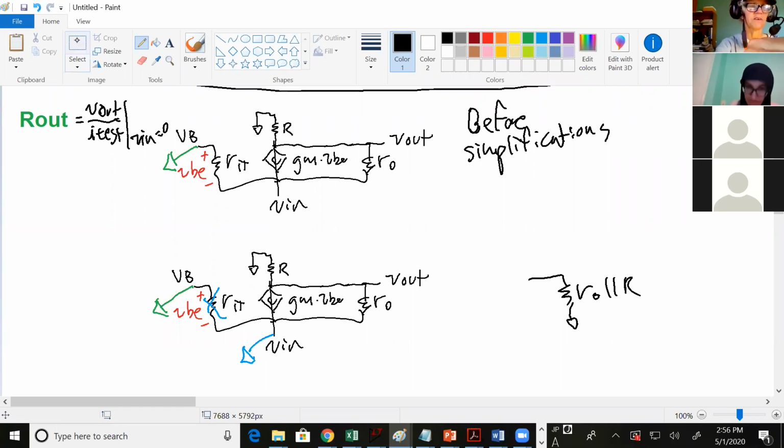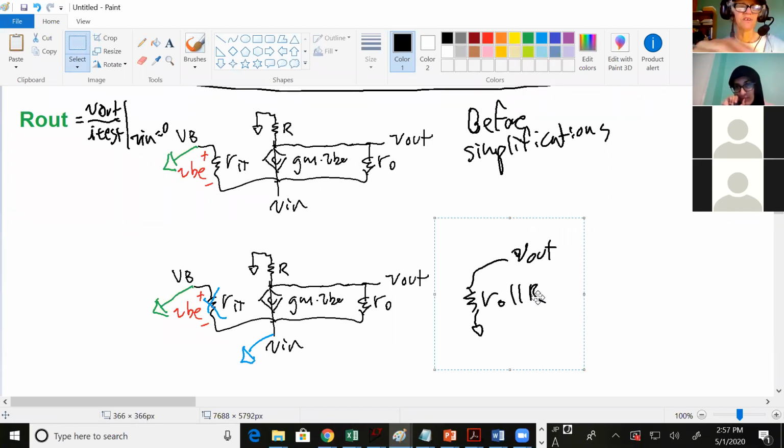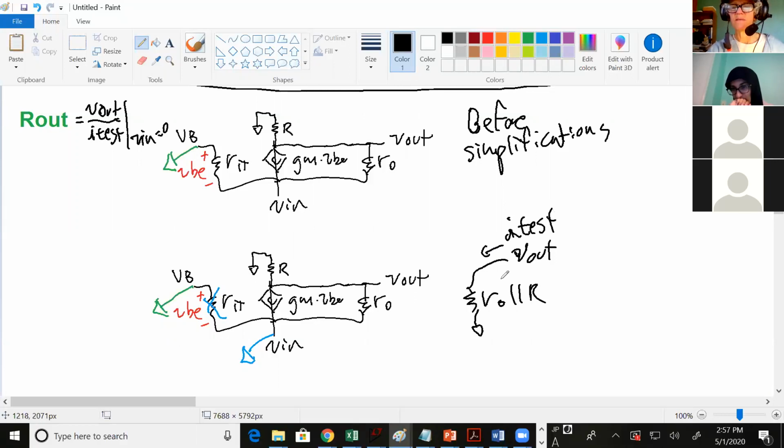Whoops, could have drawn this better. So then you have V out. Even though this is pretty trivial, most of the R outs we've seen have been pretty trivial, but we're going to get to some harder R outs. The way you would do this step by step is first identify your current. And remember, for resistances, you look at the current in. So it's the opposite of I out. I out goes out of the circuit. I test for resistance goes into the circuit.